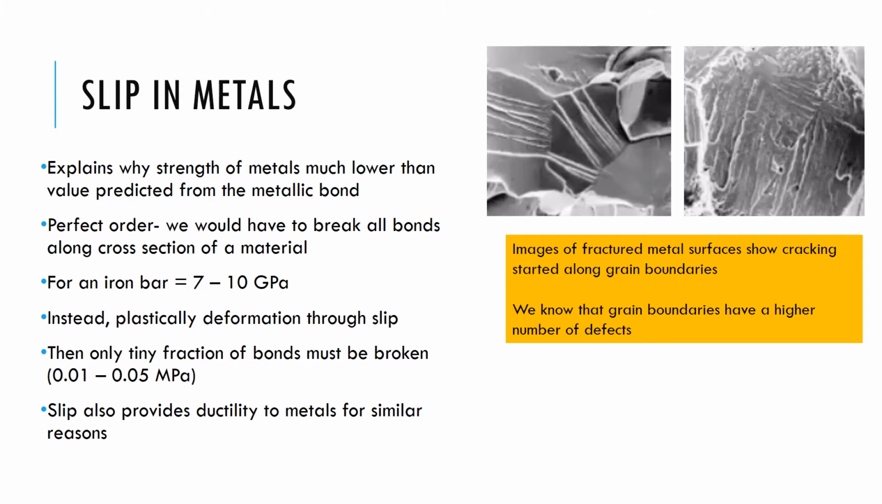If there was perfect order within the material, then we would have to break all the bonds along the cross-section of a material. So for an iron bar, for example, this might include applying loads of sort of 7 to 10 gigapascals. But instead, plastic deformation occurs as a result of slip, and therefore only a smaller fraction of bonds must be broken.